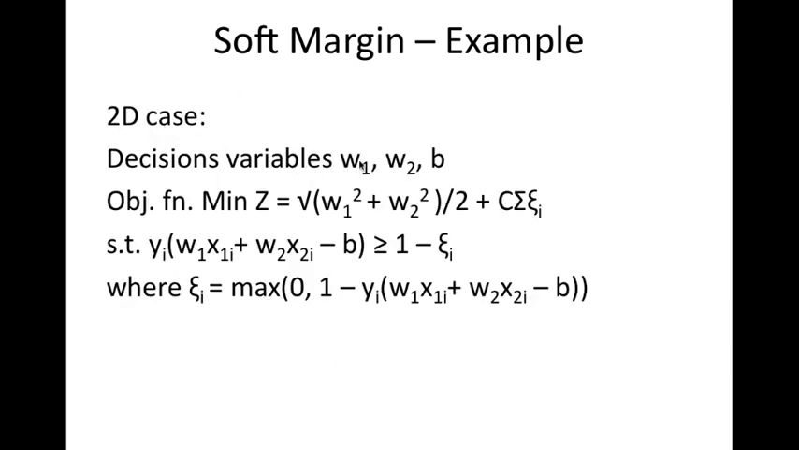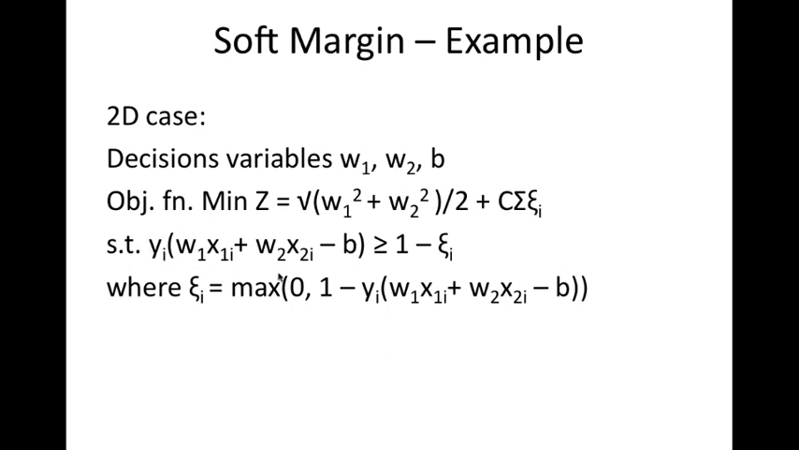So this is the 2D case of the general case that we saw before. We have decision variables w1, w2, and b. The objective function is to minimize z, which equals the square root of the sum of these. As we talked about before, to simplify things, you could also take the square root off of this by squaring this. That would be fine. You might need to mess with the tuning parameter if you did that versus just using the square root. Plus c times the sum of the c.